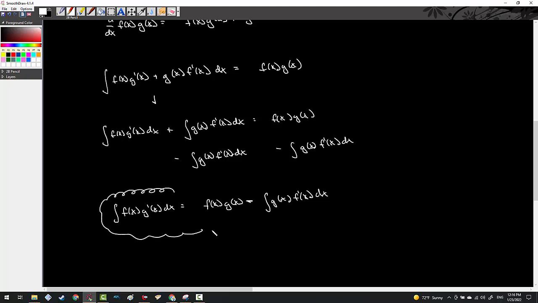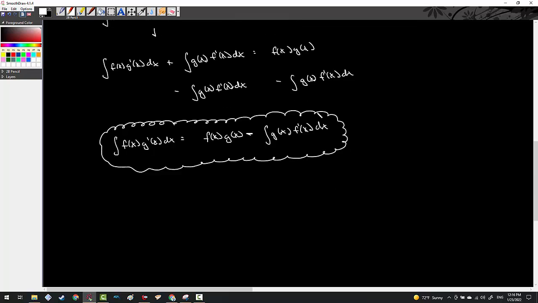But it tends to be a mouthful. And so what people tend to do is replace the f of x and g of x and the g prime with different letters. They say u equals f of x, and then they say that du is equal to f prime of x. They say that dv is equal to g prime of x, and v is equal to g of x.